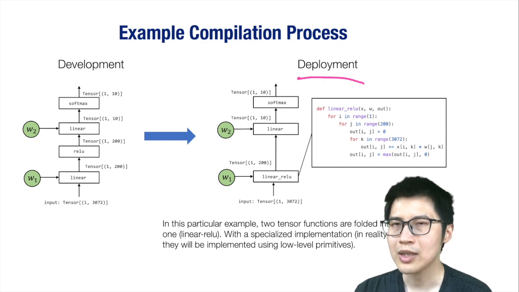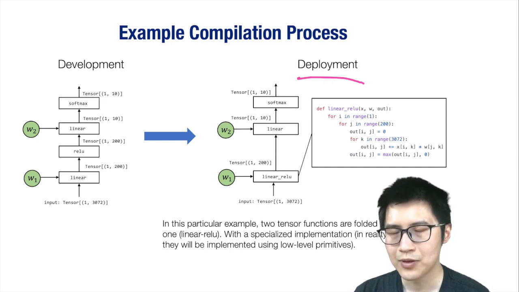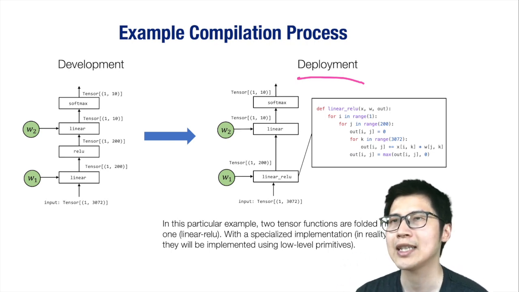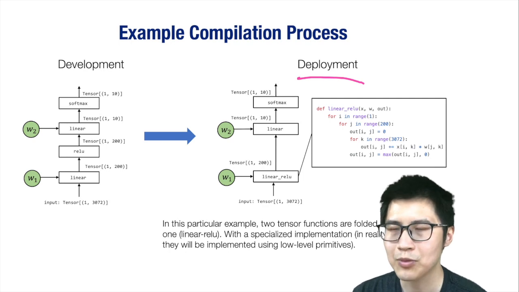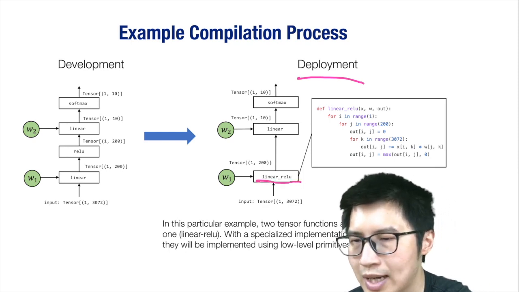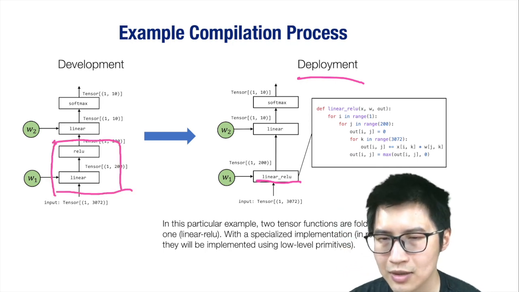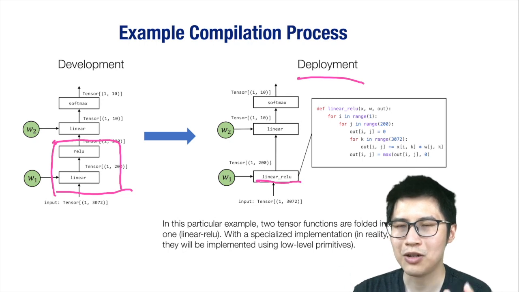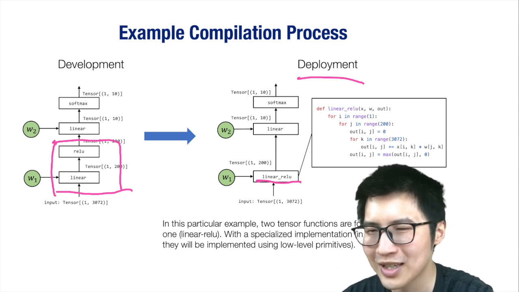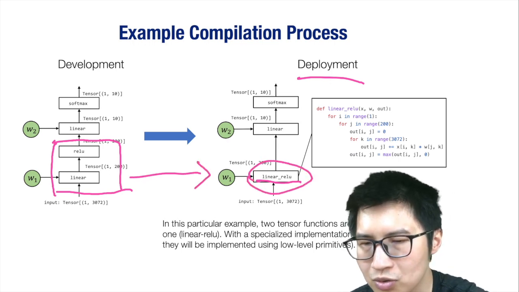I want us to pay specific attention to two places. First of all, if we look at the development form and deployment form, you'll find that on the right-hand side, we have this linear relu operation that corresponds to these two operations working together. Effectively, in this graphic representation, we are putting those two things onto a single box on the right-hand side.